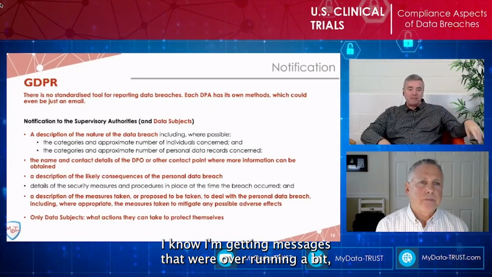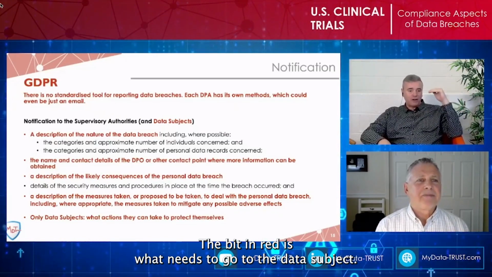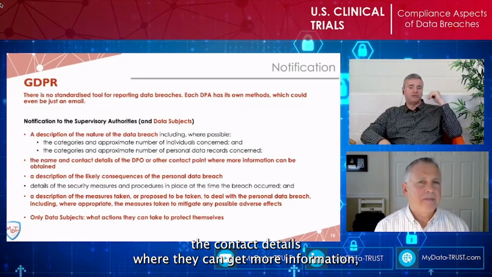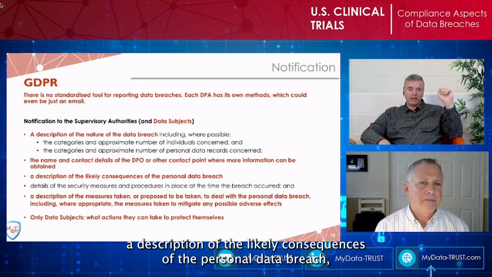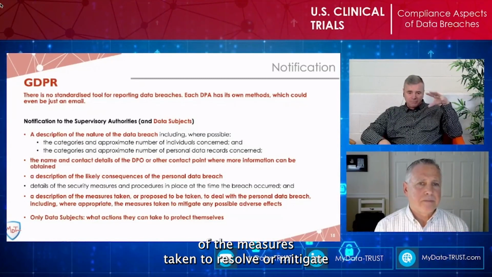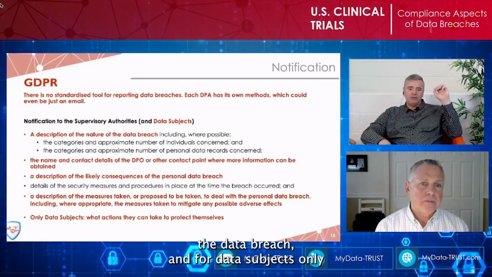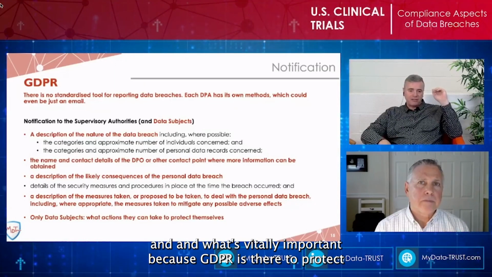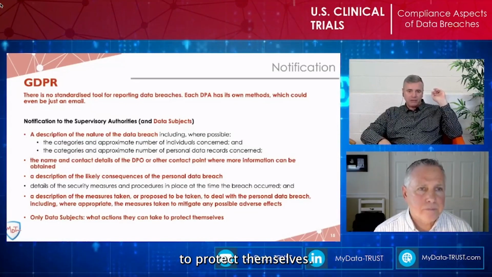I know I'm getting messages that we're overrunning a bit, so I'll go quickly through what is notified. The bit in red is what needs to go to the data subject: the nature of the data breach, the contact details, where they can get more information, a description of the likely consequences of the personal data breach, and a description of the measures taken to resolve or mitigate the data breach. And for data subjects only, and what's vitally important, because GDPR is there to protect data subjects primarily, is what actions they can take to protect themselves.